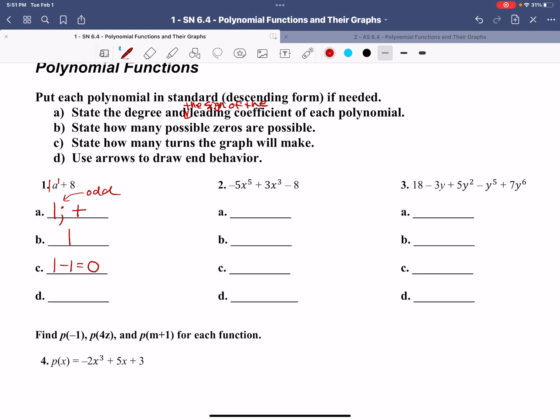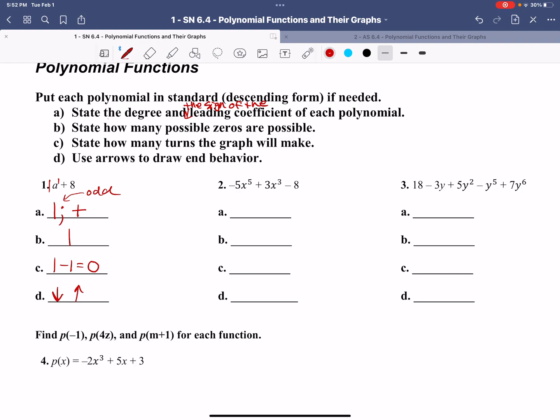And what is the end behavior? So a positive odd will have down on the left, up on the right. Okay, let's go to number 2.